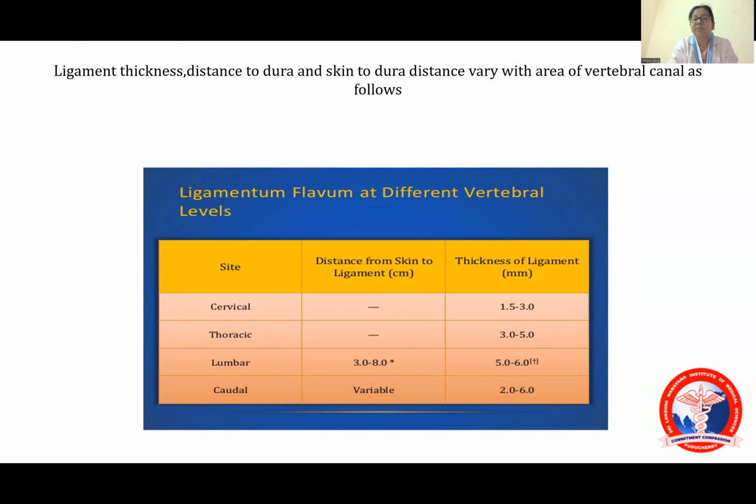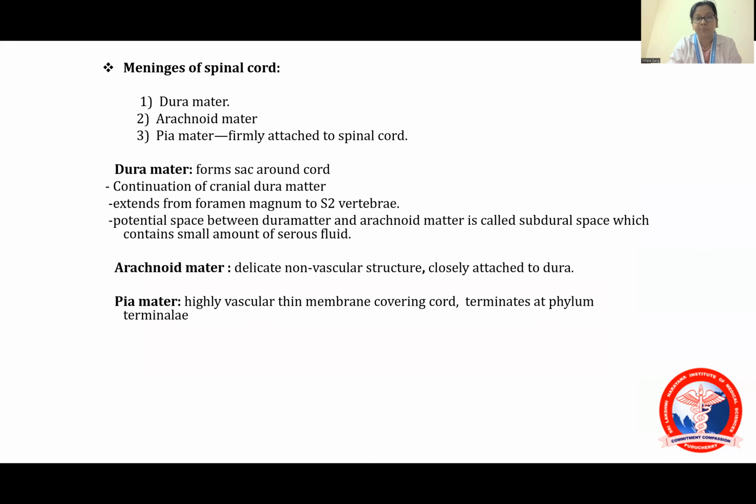Similarly, the thickness of ligamentum flavum also varies according to the spine. In cervical spine, this thickness is around 1.5 to 3 mm. In thoracic spine, this thickness is around 3 to 5 mm. In lumbar spine, this thickness is around 5 to 6 mm. And in caudal spine, this thickness is around 2 to 6 mm.